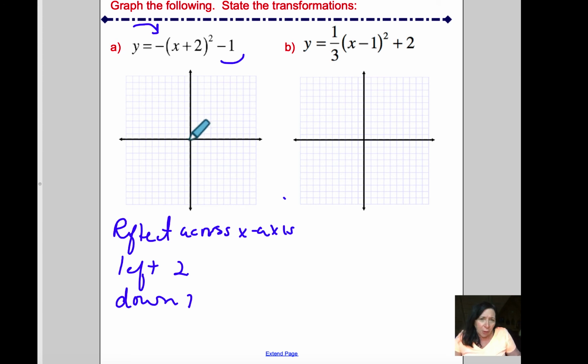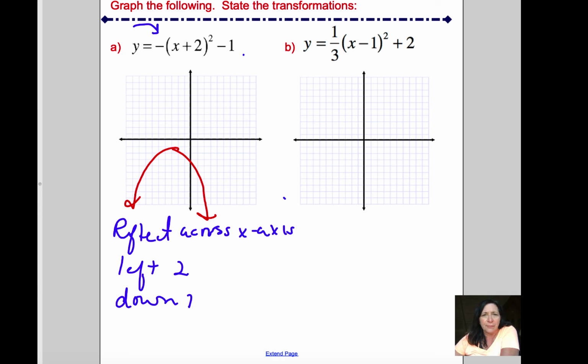So you would start off with a quadratic, which is going to look something like this. And then the first thing we're going to do is our reflection, and I always like to do those first. So this is a reflection across the x-axis. Right off the bat, we're going to reflect this across the x-axis. There it is. So now we have that. And then we're going to shift it 2 to the left and then down 1. And then we have our new transformation.